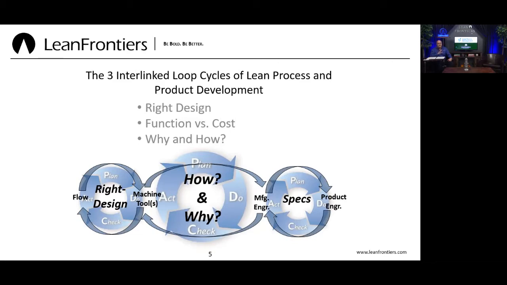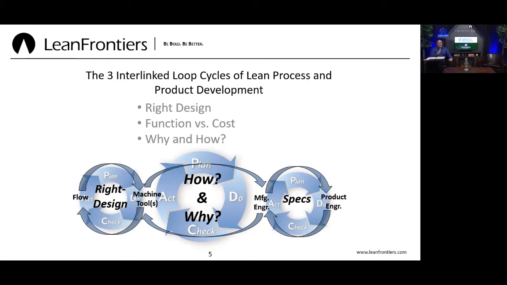The second one is the one on the right, where it says specifications. I call it function versus cost. What this is really about is your product specifications or tolerancing versus process capacity or capability, and how those tolerances impact what you're doing. This is where we get into a lot of interaction with your product development and product engineering people as well.